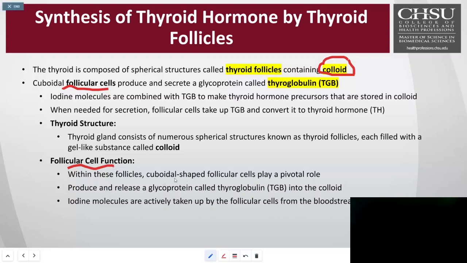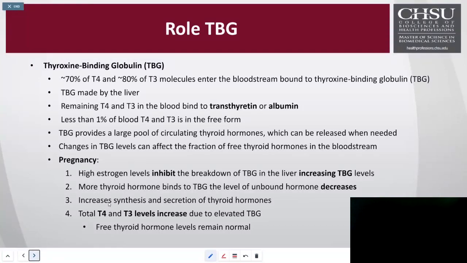But these follicular cells' shape do play a role. So the cuboidal is healthy. When they start to get flattened like a squamous cell, that's also indicative of issues. But whenever they're able to be nice and full, they can produce and release a TBG. And TBG is affected by other hormones. So just be mindful of that.